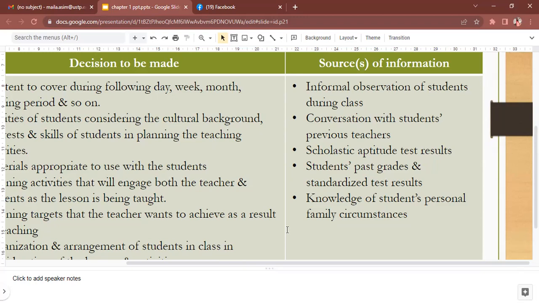Scholastic aptitude test results. So these are the pre-tests, the different test results or testing inside your class or done by your school para makabalo ka kung asa sila weak or strong. Students' past grades and standardized test results. And of course, knowledge of students' personal family circumstances.